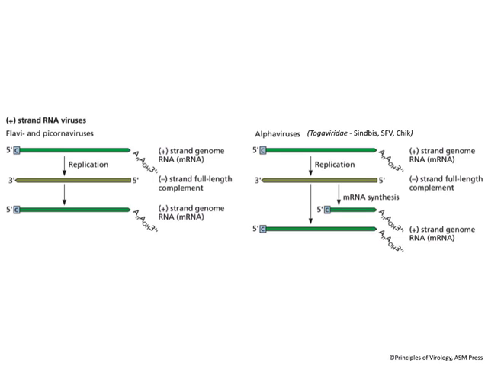Now let's talk about the overview of how RNA synthesis occurs. That's all the molecular detail for the polymerase that we're going to get into. I want to go through plus, minus, and double-strand RNA viruses and tell you how they make RNA in the cell.